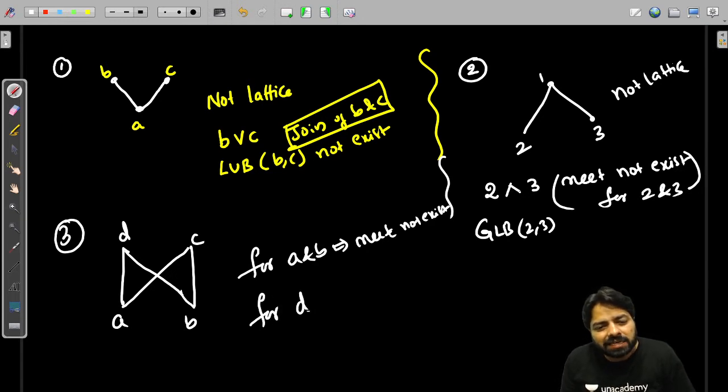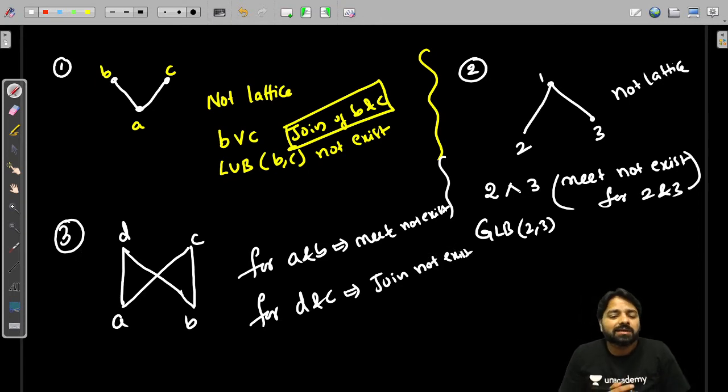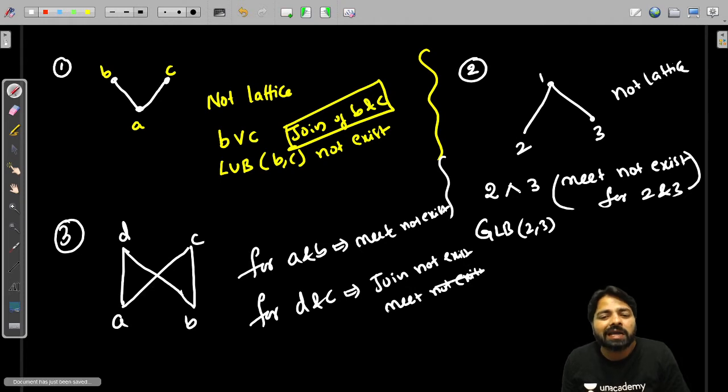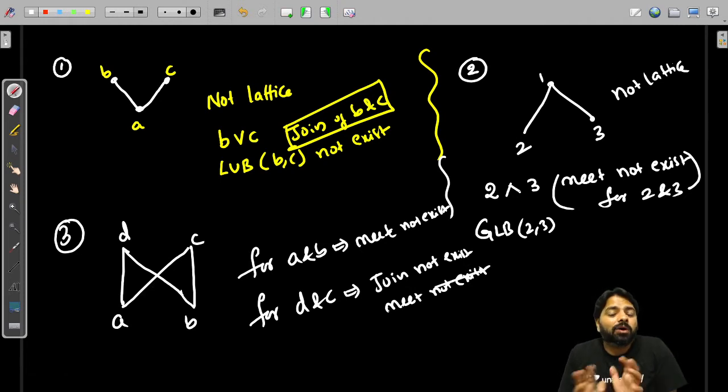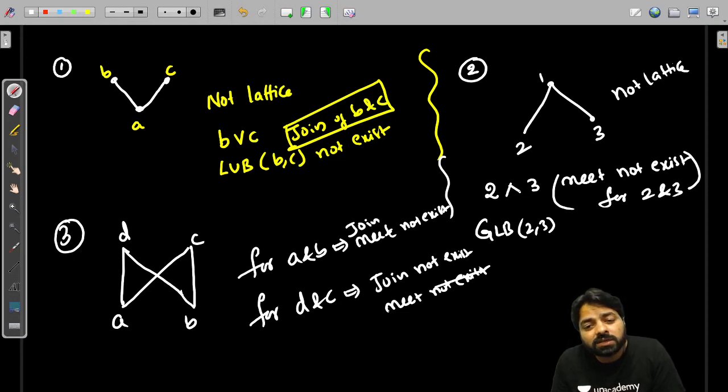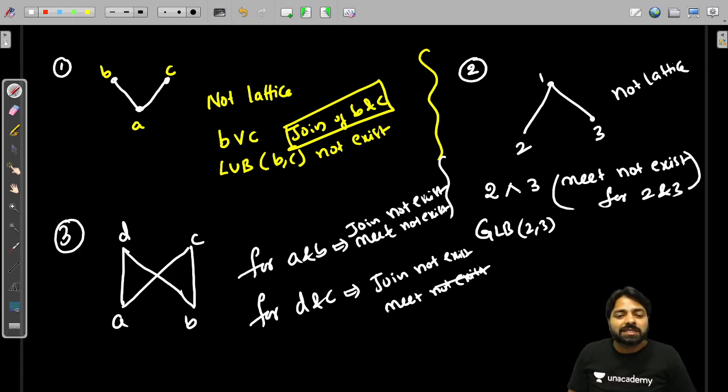And for D and C, the join does not exist, but the remaining exist. Oh my god, for D and C, meet also does not exist. Why? Because the lower bounds are A and B, and among them you don't have any greatest. So many reasons here, guys.